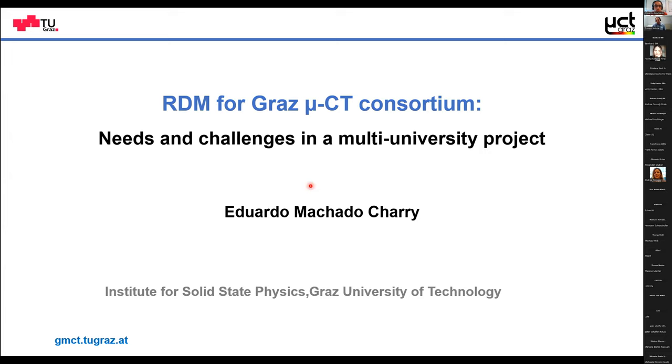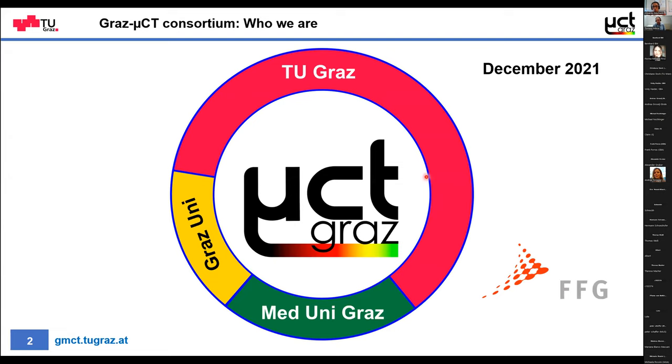Okay, so my presentation is more or less about the RDM that we are doing here in our laboratory. I think I can skip this. So let's go directly to who we are. Graz MicroCT Consortium is a consortium formed by the three main universities in Graz: Technical University of Graz, Karl Franzens University, and Medical University of Graz. The facility was granted by FFG and is quite a new laboratory. The machines were installed in December 2021, so less than 1 year.